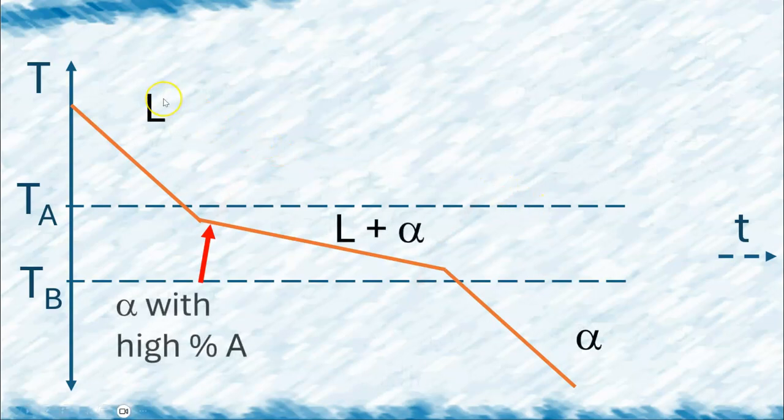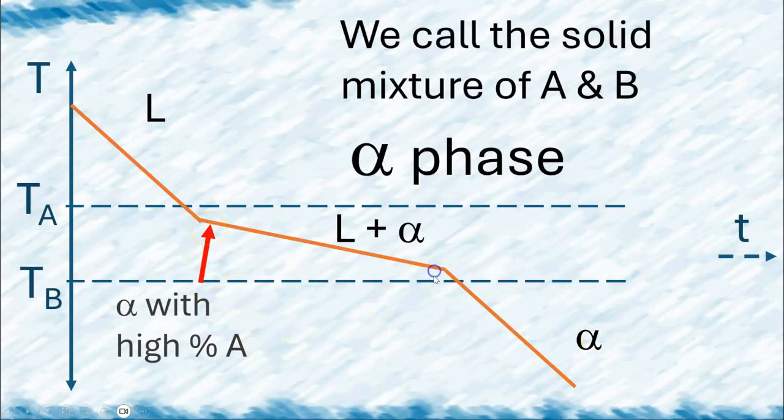Now let's use some different notation here. Let's use L for liquid, and rather than say a mix of A and B, let's just call it L. Now alpha, I'm going to use that to represent the solid. The reason we use alpha is because alpha is Greek for A, and we start off with a lot more A than we do with B, so let's just call it alpha. So rather than a mix of solid A and B, let's just call it alpha. So liquid, liquid and solid, and solid. Higher concentration of A in the alpha, and more B starts joining it.